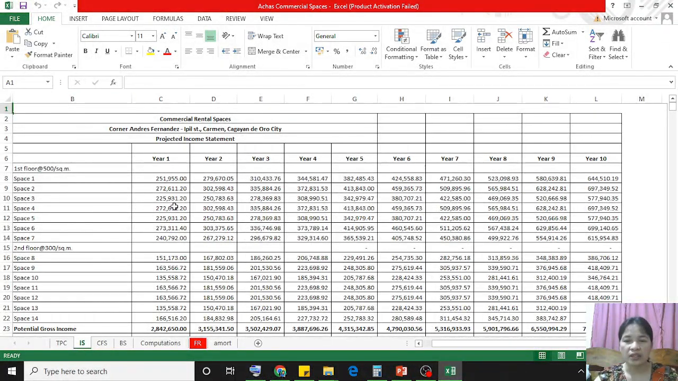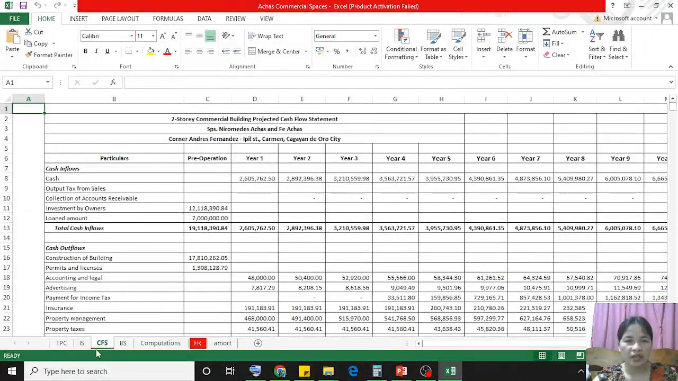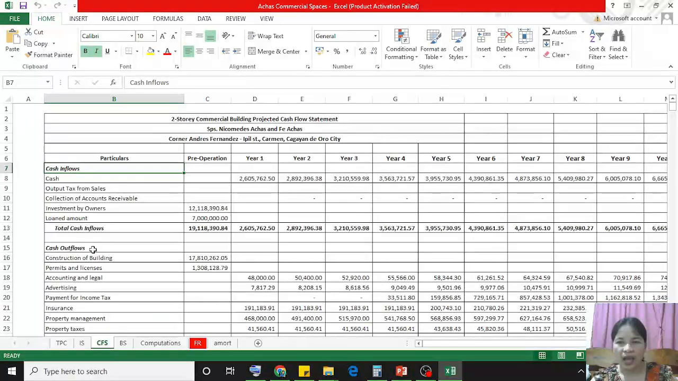In this sheet, the income statement, it projects the revenues and expenses over a period of time. So in this case, it is 10 years. So this is critical for understanding the profitability of the project over time. And the third sheet is labeled as CFS, or the cash flow statement. So the cash flow statement, it tracks the inflows and outflow of cash. So we can see here cash inflows and cash outflows.